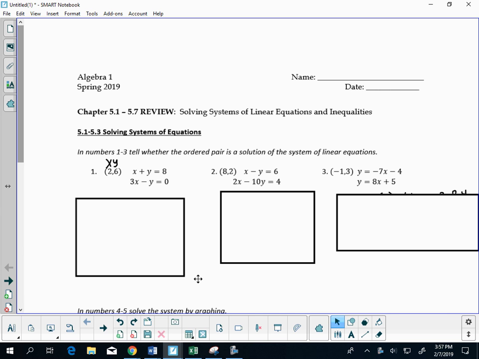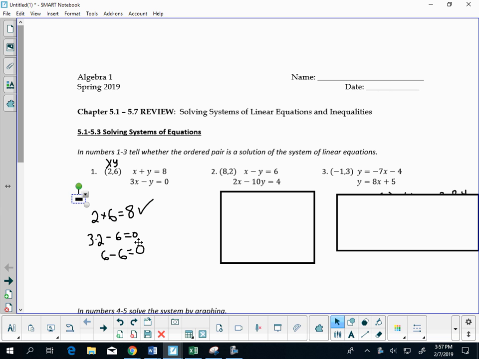So on the first part, you need to tell whether the ordered pair is a solution. Well, they tell you an x and a y. You need to plug it into both the top and the bottom equations, and it's got to satisfy both conditions. So on this top one, you take the 2 and plug it in for x, 6 and plug it in for y, and you end up getting 8 equals 8. That works. Here you plug in 2 for x, 6 for y, you get 6 minus 6, or 0 equals 0. That works. So that one would be a yes, it is a solution.